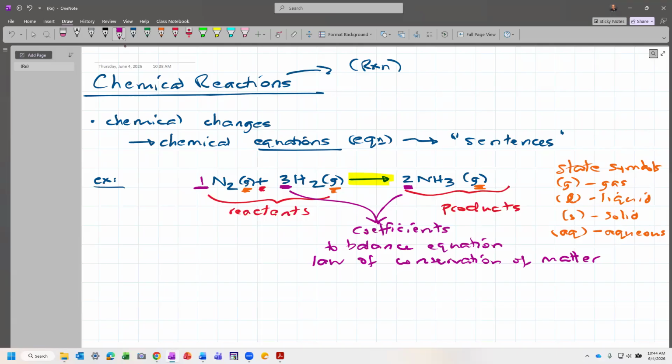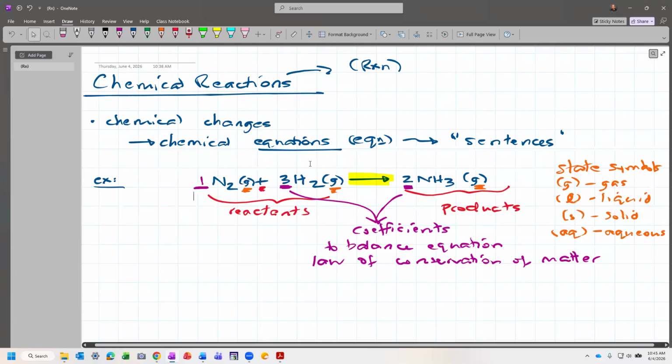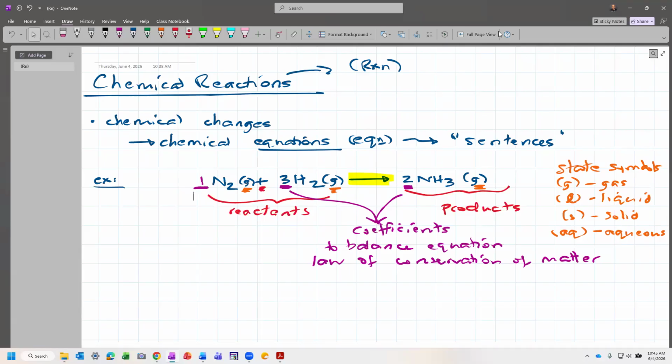This is a fairly simple one, but whether it's something more complicated or there are 4 or 5 reactants and 6 or 7 products, it doesn't really matter. They're all going to look the same way. Okay, so that's your general layout of a chemical equation, which is what is used to represent your chemical change or your chemical reaction.